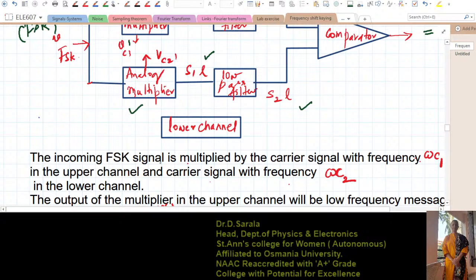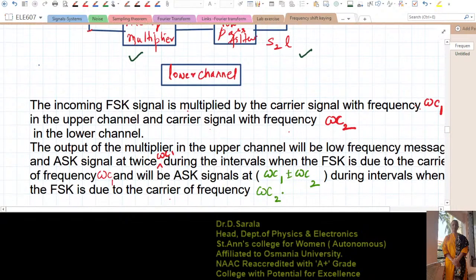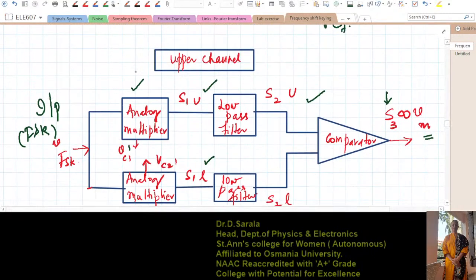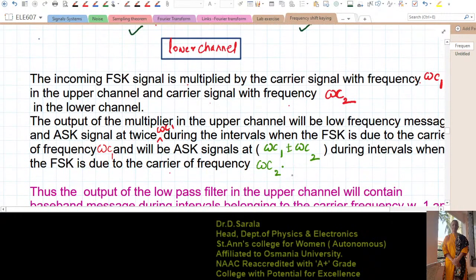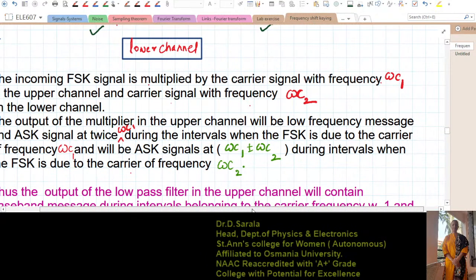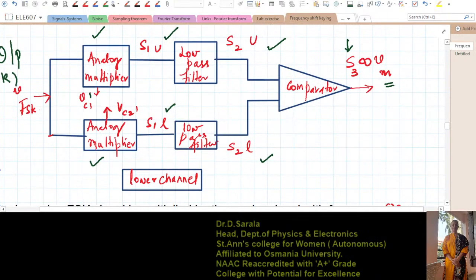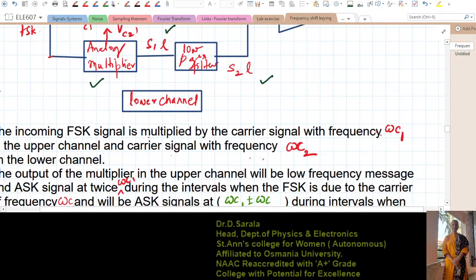The incoming FSK signal is multiplied by carrier omega C1 in the upper channel and carrier signal with frequency omega C2 in the lower channel. The output of the multiplier in the upper channel will be low frequency message and ASK signal. This is a low frequency ASK signal. Here this is high frequency ASK signal. Then what happens is you can either get a sum of these two frequencies or difference of these two components.